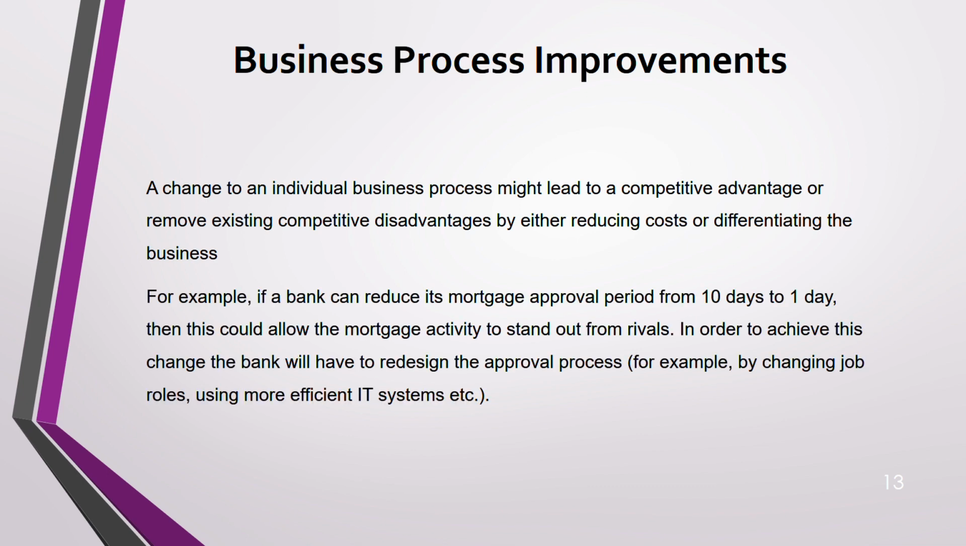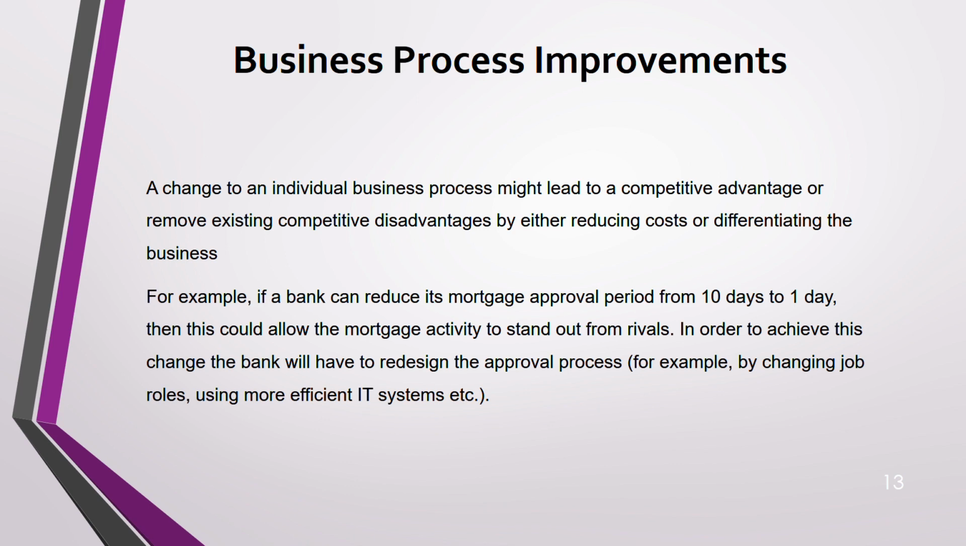You understanding? Let's take this for an example to understand this better. See, business process means process is not just one single thing that you are changing. Process involves a lot of steps, stages, and they are linked to each other. Okay? One after the other events are happening and they are linked. Okay? For example, bank. Bank can reduce its mortgage approval period from 10 days to 1 day. Okay? If they do this, what is the impact? It will help them to stand out against their rivals.